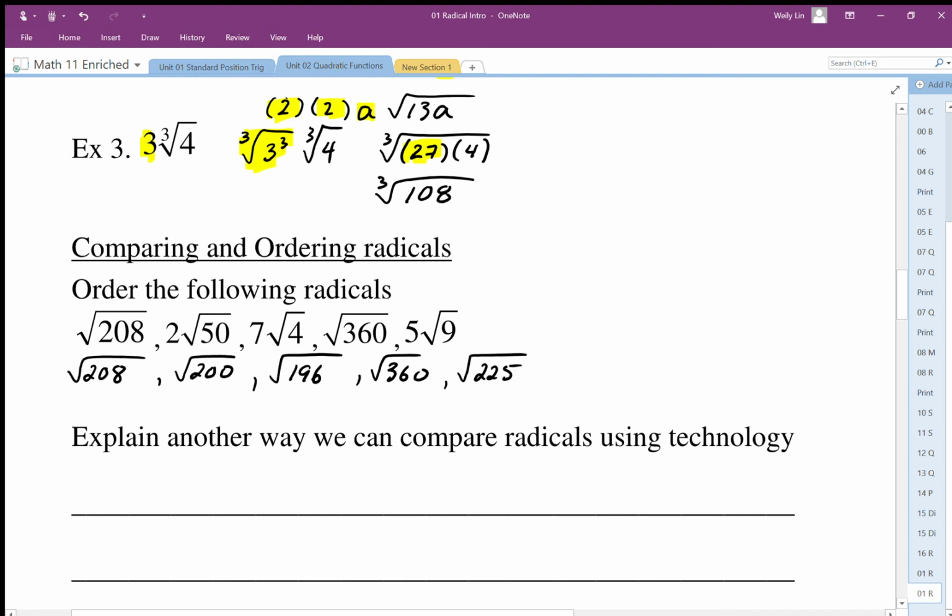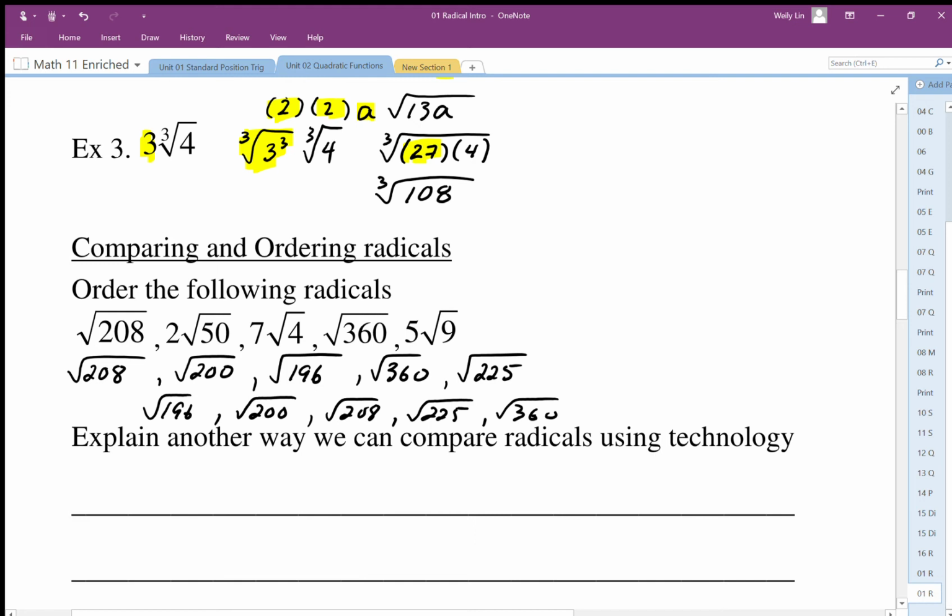So now that these are written as whole radicals, it's going to be much easier to order. So I know that square root 196 is first. That's the smallest, square root 200, square root 208, square root 225, and square root 360 is going to be the largest.